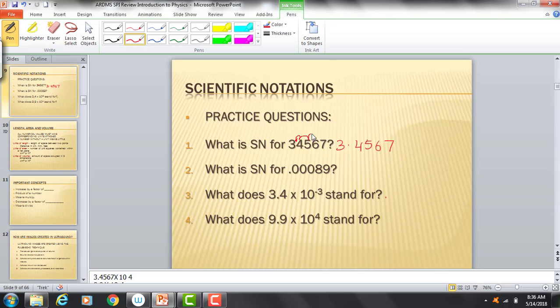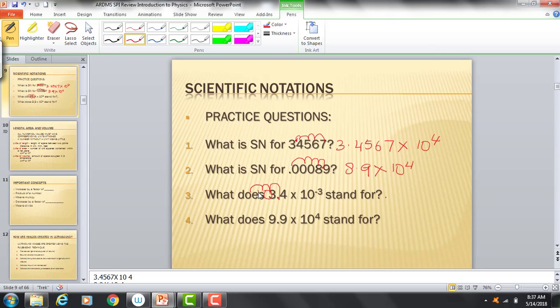Now let's do some practice questions here. What is the number over here? The first question, we're going to put the decimal between 3 and 4, and then we're going to write down 3.4567, and let's start counting. Don't forget to count the number right next to the decimal. 1, 2, 3, 4. So we're going to write it as 10 to the power of 4.